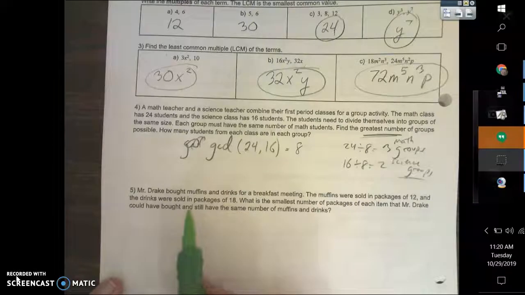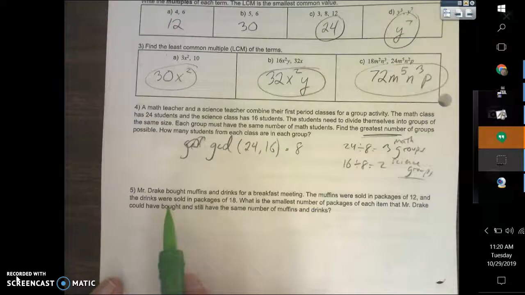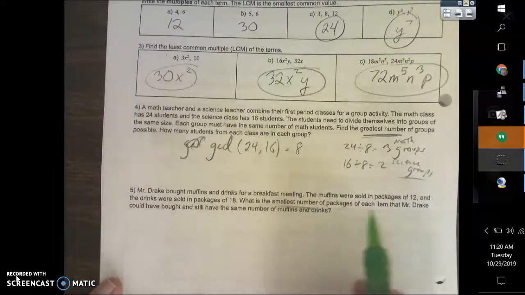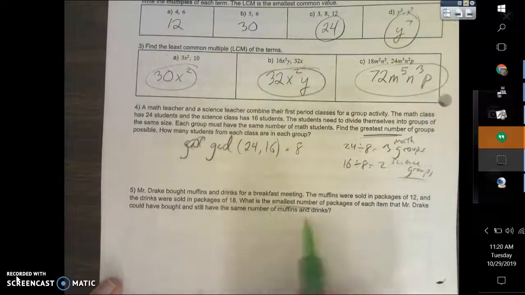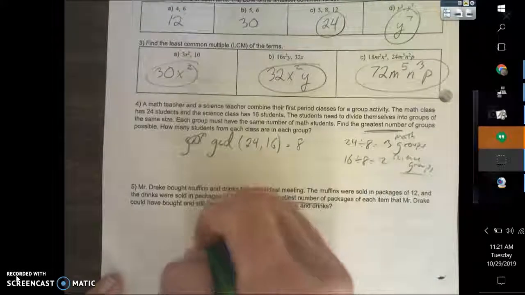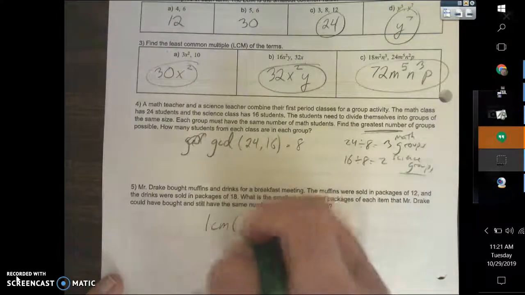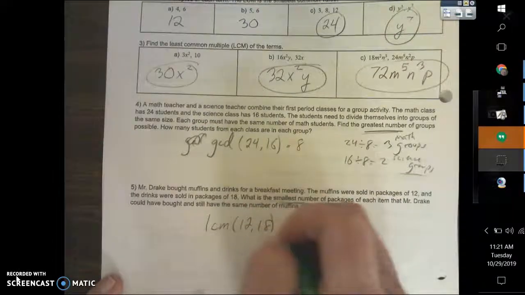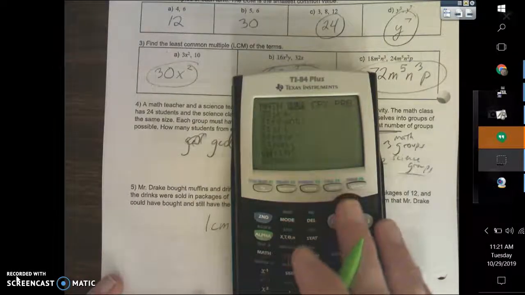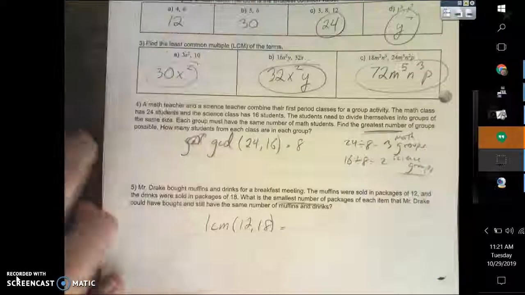Mr. Drake bought muffins and drinks for a breakfast meeting. The muffins were sold in packages of 12, and the drinks were sold in packages of 18. What is the smallest or the least number of packages of each item that Mr. Drake could have bought to get the same number of muffins and drinks? Because I'm trying to get the smallest number, I'm buying multiple packages. Here I'm doing LCM of 12 and 18. Much the same, math, 12, 18, I get 36.